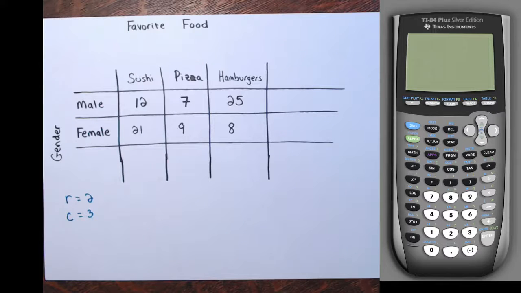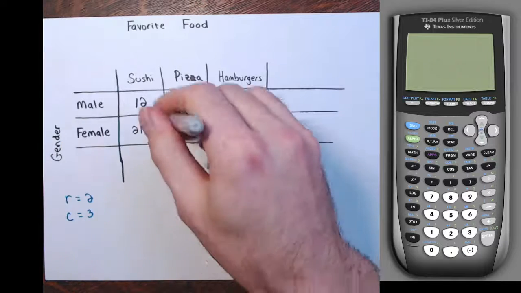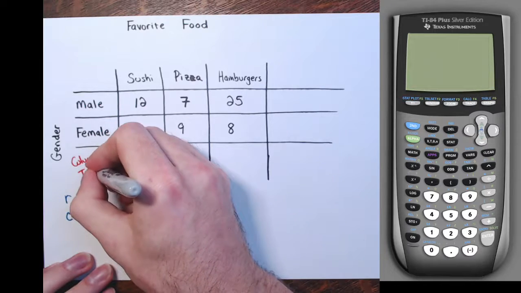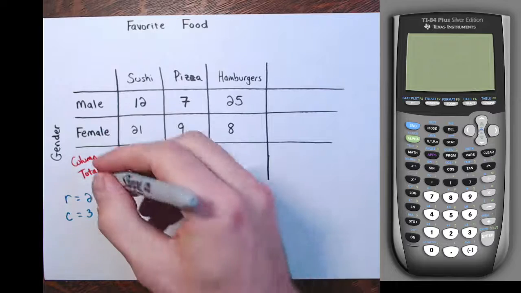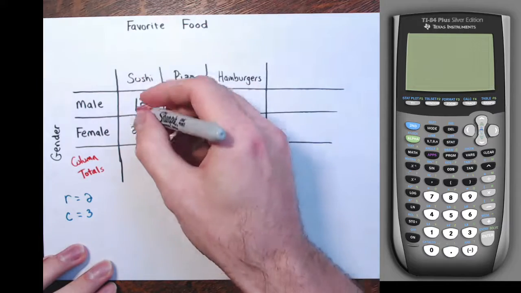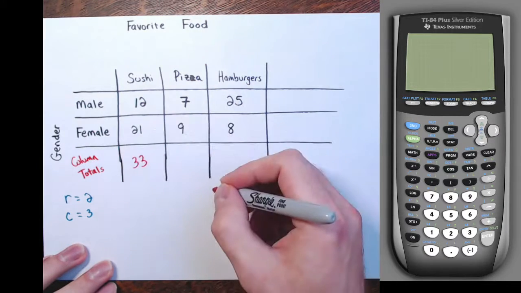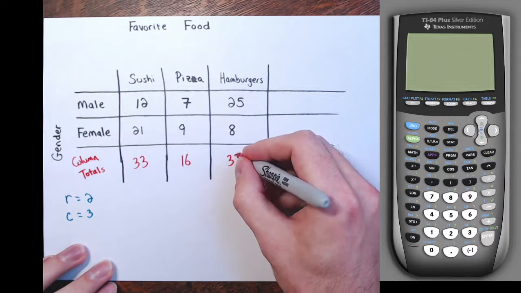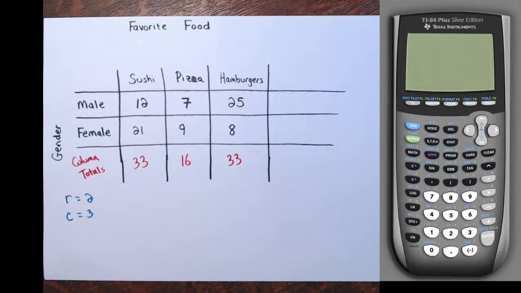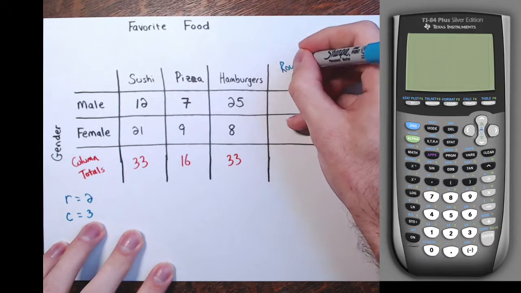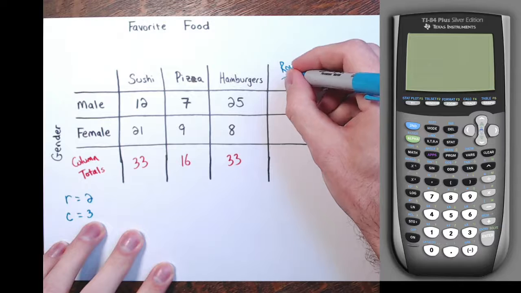All right, and then some important numbers for us are going to be these totals. Across the bottom here, we'll add up the columns. So these will be the column totals, and I'm doing these in a different color because they aren't actually part of the main table. So how many of these students that were surveyed have sushi as their favorite food? That's 33. How many have pizza as their favorite food? 16. How many have hamburgers as their favorite food? 33 again. And then over here in this extended part, again in a different color because it's not part of the main table, are the row totals.